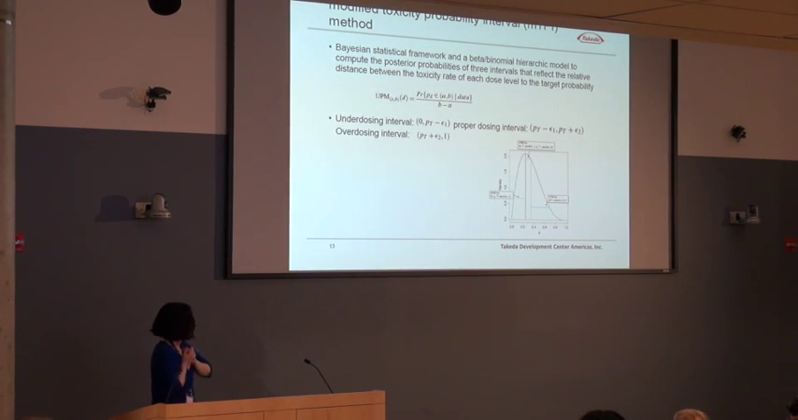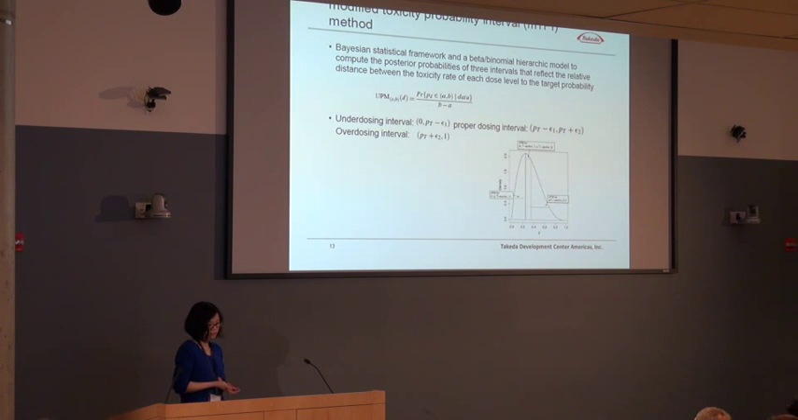So another design for single agent study is called modified toxicity probability interval. We internally have not used it, but we are trying to start evaluating and using it. It's a design also in a Bayesian framework with a beta binomial model to compute the probability of 3 intervals, similar to the BLRM. They have a relative distance between the toxicity rate of each dose level and the target probability. So they have an underdosing interval, a proper dosing interval, and an overdosing interval.